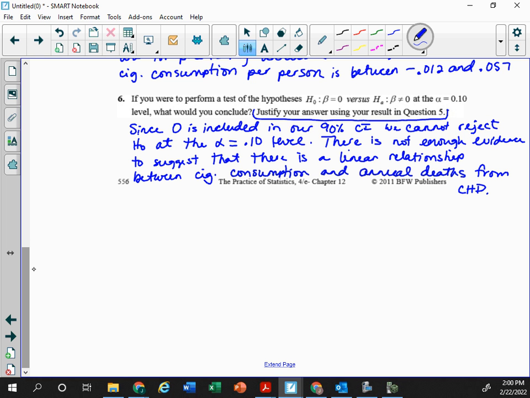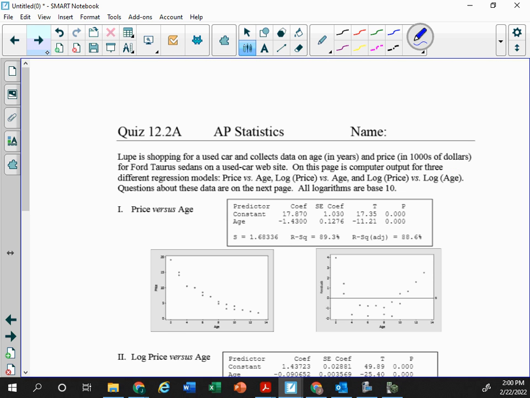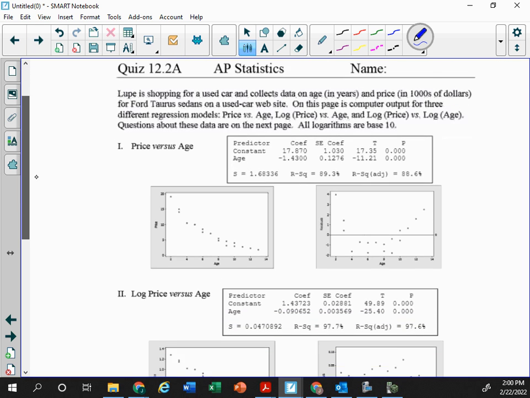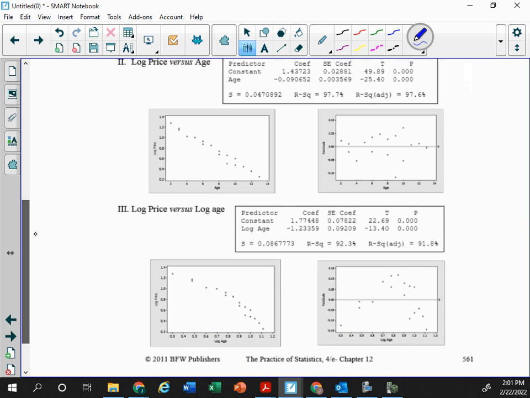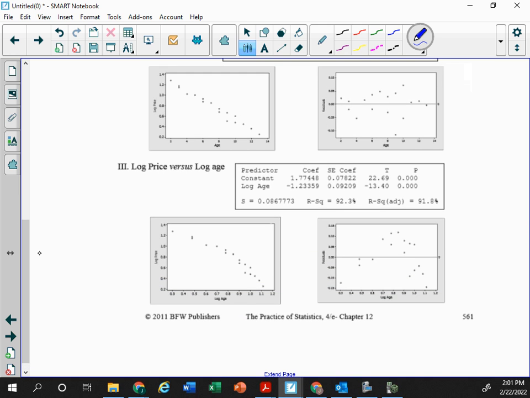Okay, let's turn the page here. We got all sorts of information in here. Lupe's shopping for a used car. She's got all sorts of data. Here's the computer output for different regression models. The first one is just price versus age. Then we have log of price versus age and log of price versus log of age. We're using this info to answer the questions on the next page, with computer printouts, graphs, and residual plots.